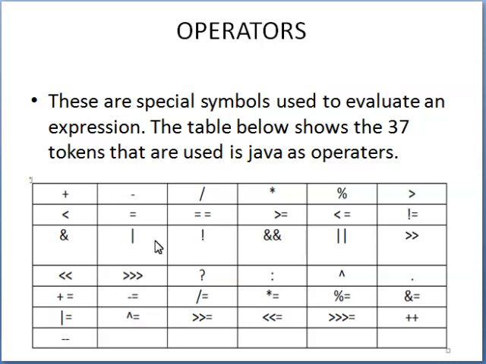Tokens means the smaller units present in a program, like operators and keywords. Operators are the special symbols used to evaluate an expression. Sometimes inside the program we need to evaluate an expression, to find the addition of two numbers, multiplication of two numbers, division of two numbers, or compare two values to find the greater value. Here we are using these operators.